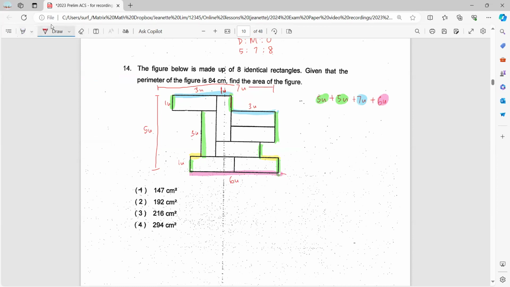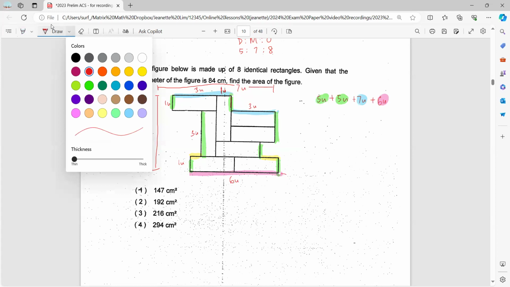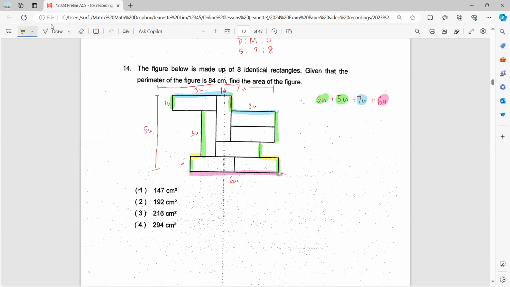So what else do we have in yellow? I'll just label here. This is 2 units because it's 3 units here minus this 1 unit. And then over here, this is 1 unit because along this length, this is 1 unit. So this must be 2 units. So if this is 3 and this is 2, then this is 1.